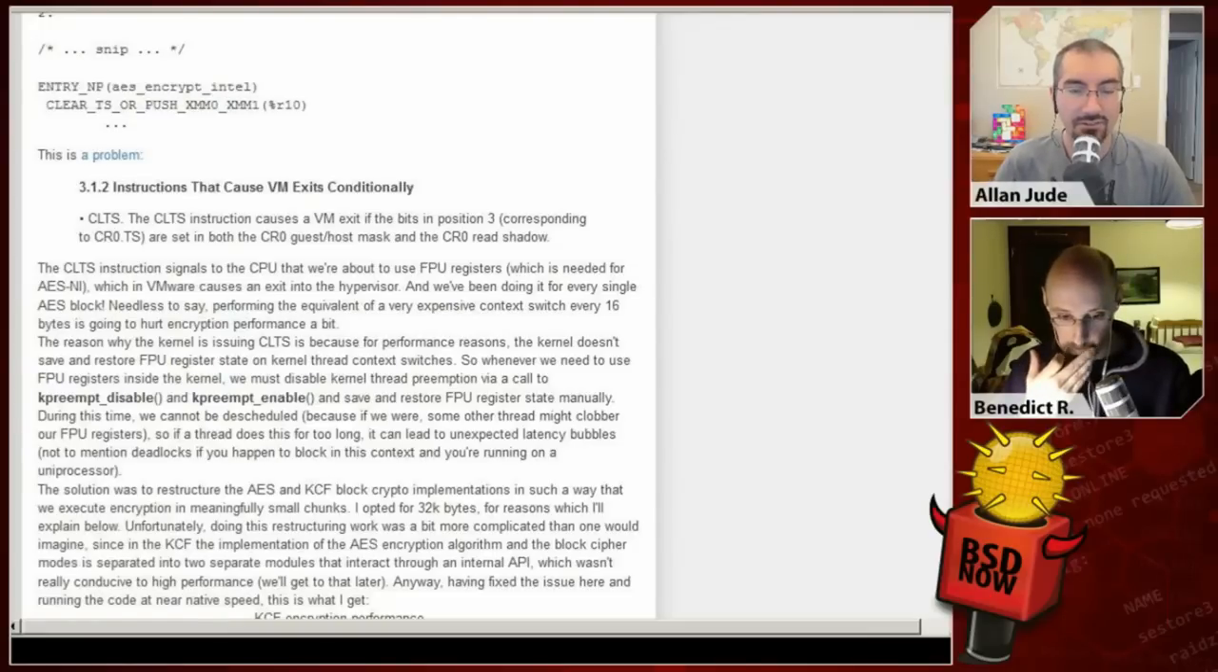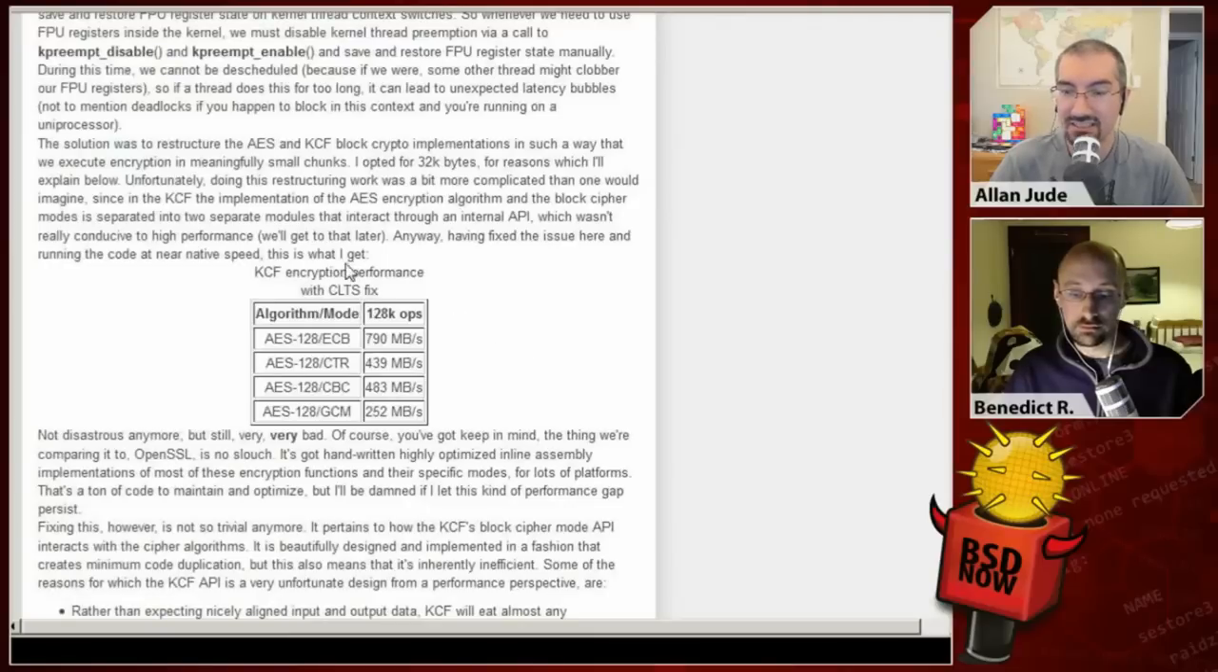Unfortunately, doing this restructuring work was a bit more complicated than one would imagine, since in the kernel crypto framework, the implementation of AES and the block cipher modes is separated into two separate modules that interact through an internal API, which wasn't really conducive to high performance. So anyway, with the fix to doing 32K chunks, he got some more acceptable results.